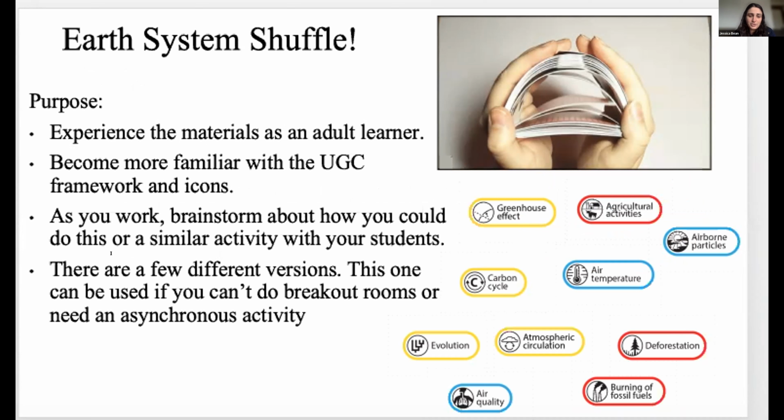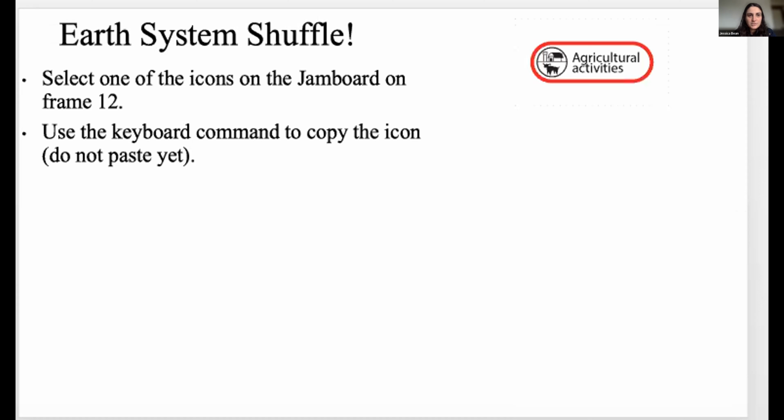There are a few different versions and ways that I've done this. You could do this with breakout rooms, or if you need to do an asynchronous activity. I also really love playing this in the classroom. It's a great way to visualize the interconnections. So I just got the 5-minute warning. So just really quickly, I'll show you how this goes.